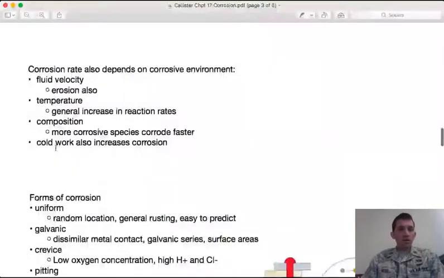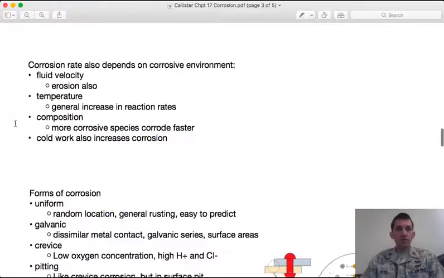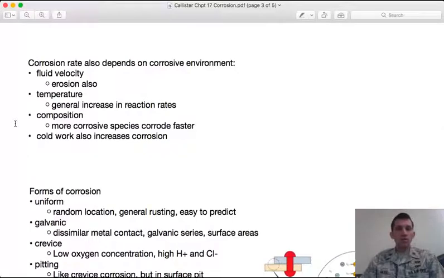And in addition, cold work can increase corrosion. I think Callister uses the example of a nail and the fact that the point and the head of a nail, since it's deformed when it's being made, are areas where there is more cold work, and also areas where it will corrode first and more rapidly.